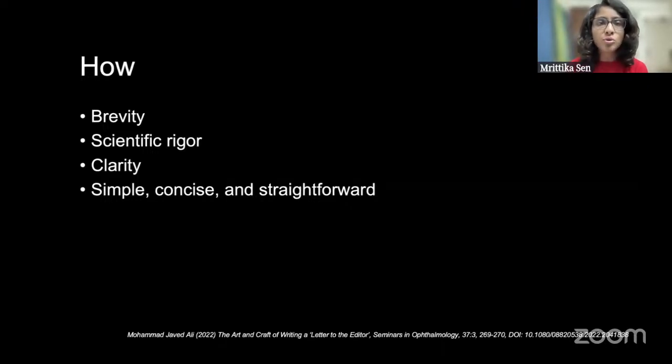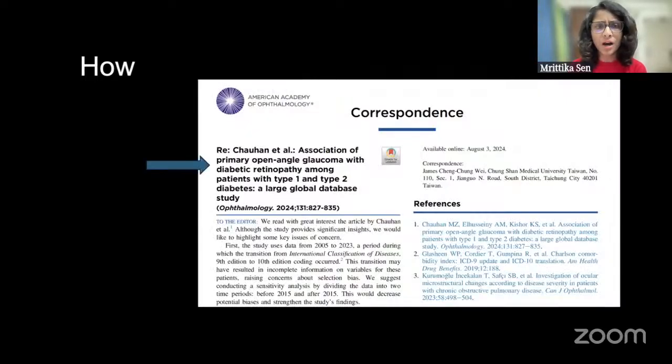So coming to how to go about writing a letter to an editor, important points are maintain brevity, scientific rigor, and clarity, and it should be simple, concise, and straightforward. The title, this is from the Ophthalmology Journal, should be the last name of the first author, et al., and the title of the study that you are referring to. And then you start it with "To the editor."